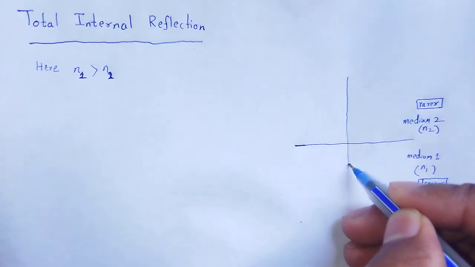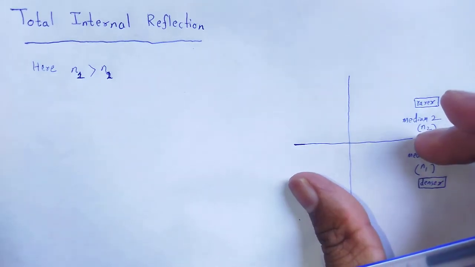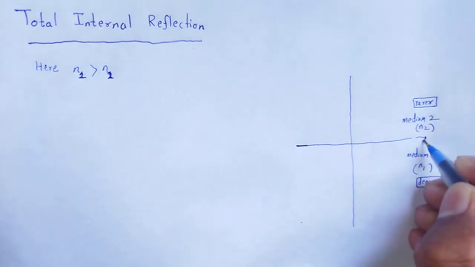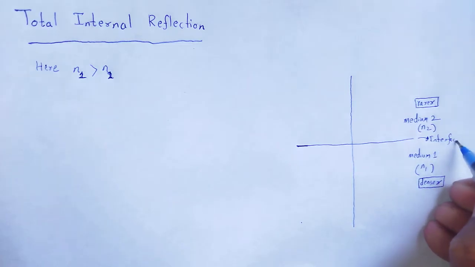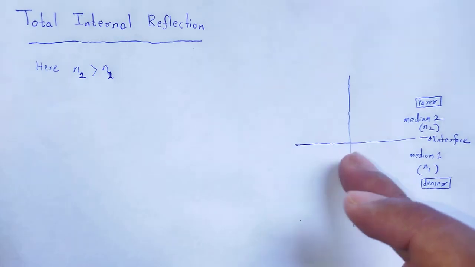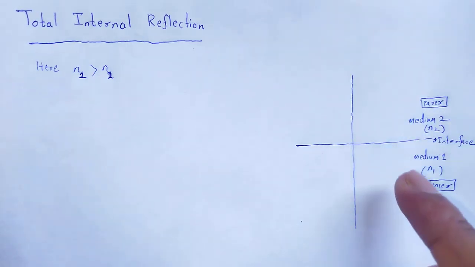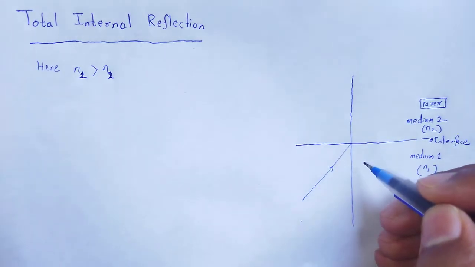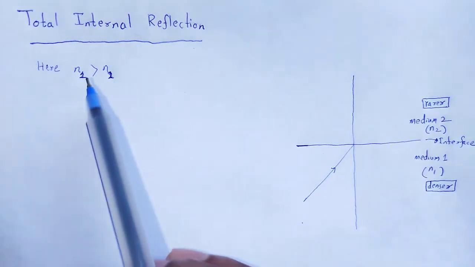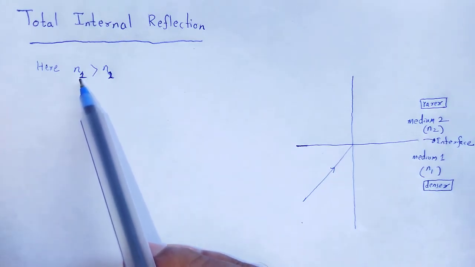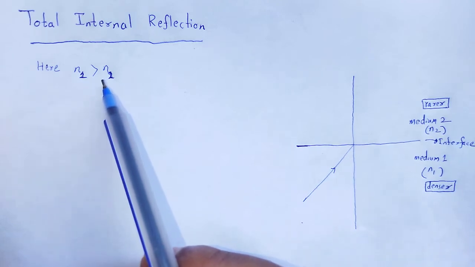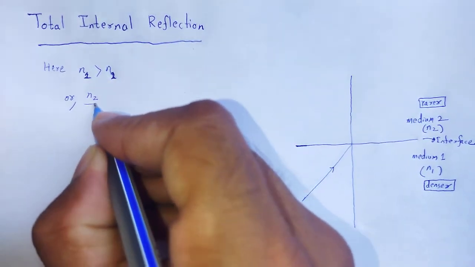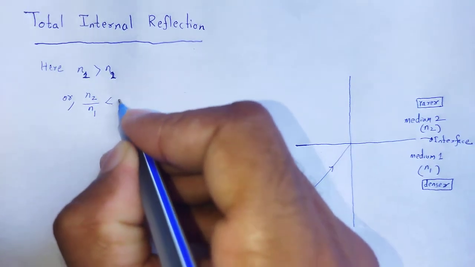This is the normal to the interface, that is, the interface separating these two media. When an electromagnetic wave is incident on the interface from a denser medium to a rarer medium, then n1 is greater than n2. That's why we can say n2 divided by n1 will be less than 1.